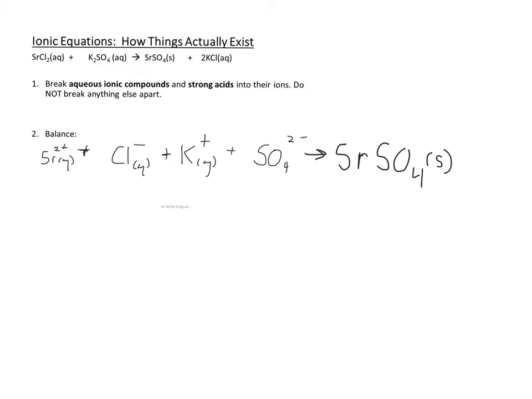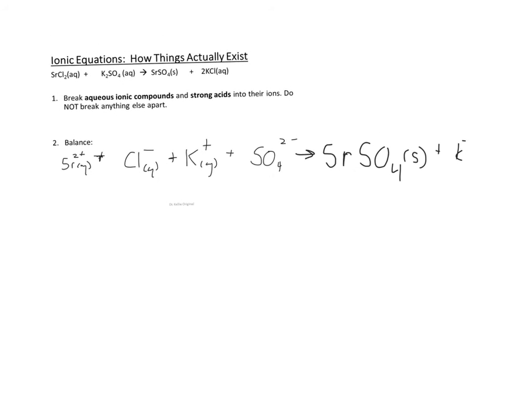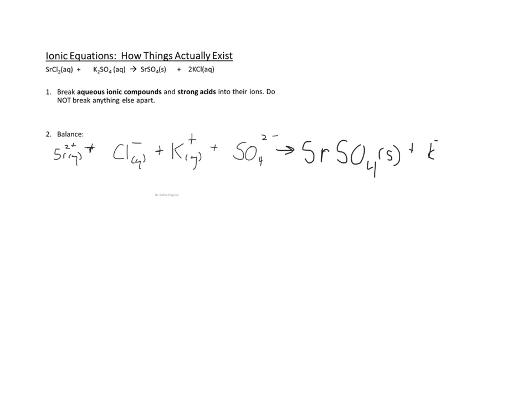Potassium and chloride, however, they have no love for each other. So they're broken up. They've broken up. All right. Potassium, and then it's chloride, so it's -1.